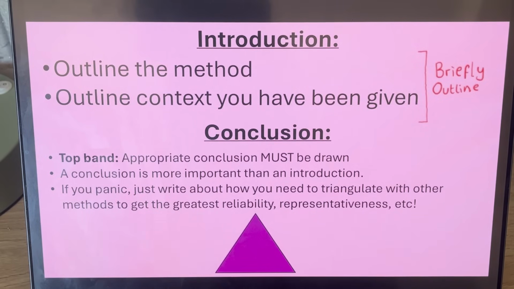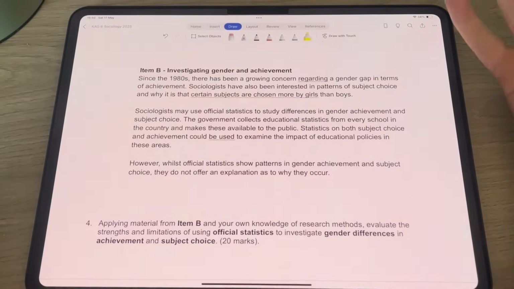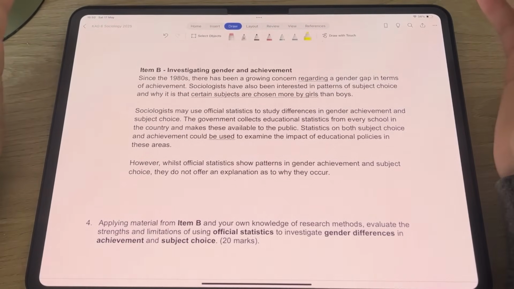By no means is it perfect. I'm being honest here, I'm not a robot, I am a student, and when you are under exam conditions, it can be stressful. So I'm going to show you what I've written, and it was in relation to gender, so we'll have a look at that now. I've got the question up that I was given.